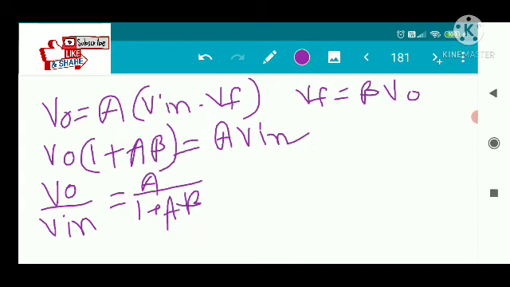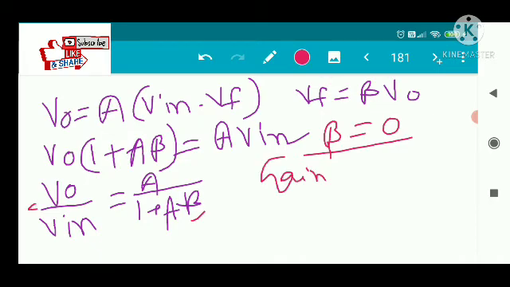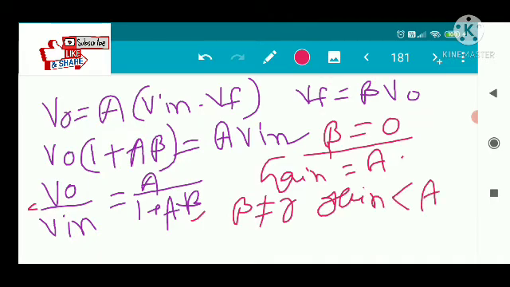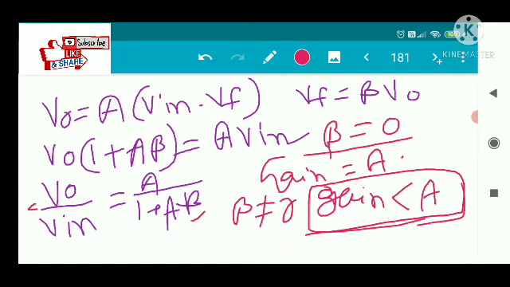Okay, so you can see that if beta is equal to 0 in this equation, it is going to be open loop, as there is no feedback path, and this is your gain, V0 by V in, the open loop gain A. Now if beta is not equal to 0, gain is going to be less than A, and that we want. With the feedback path, gain is going to be reduced.